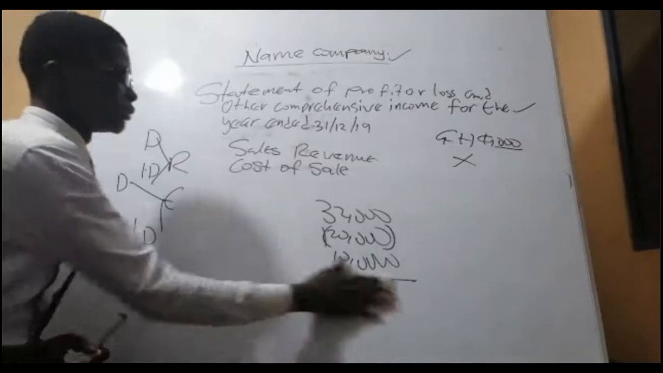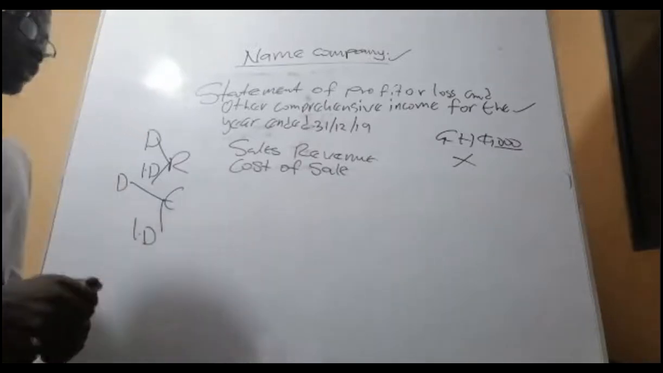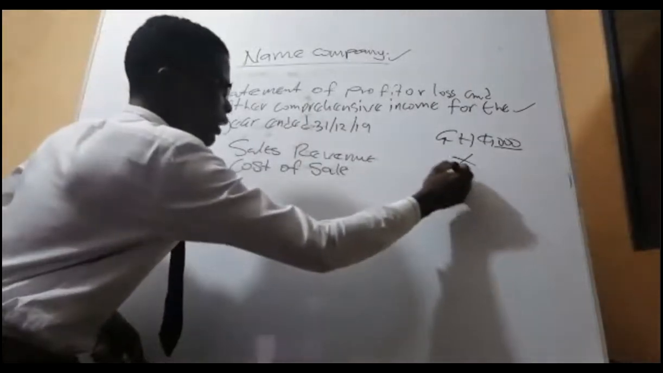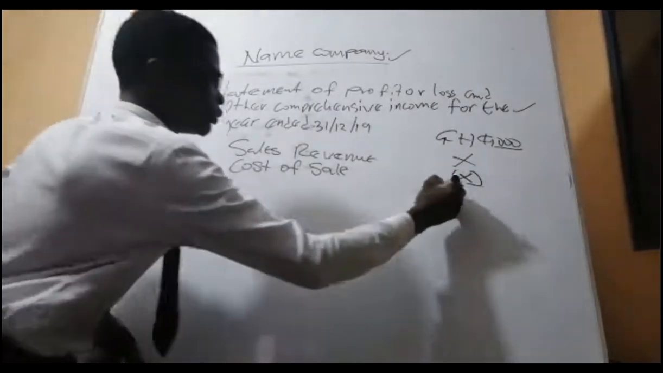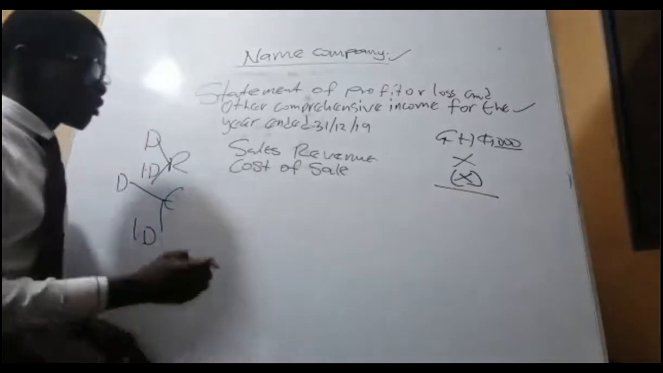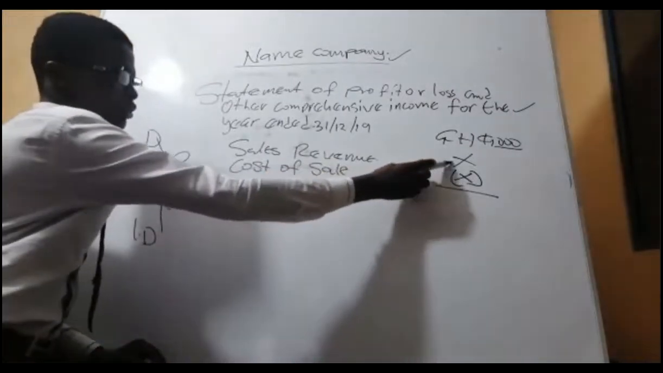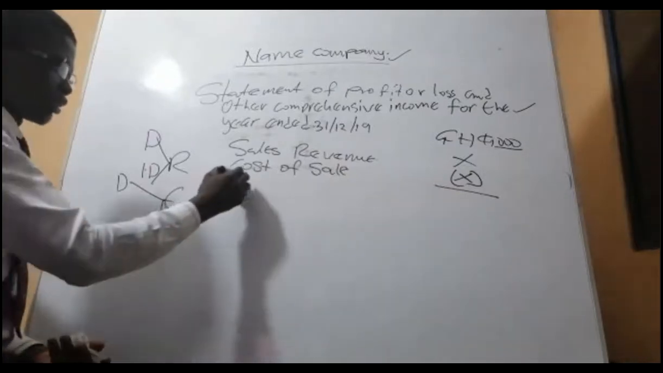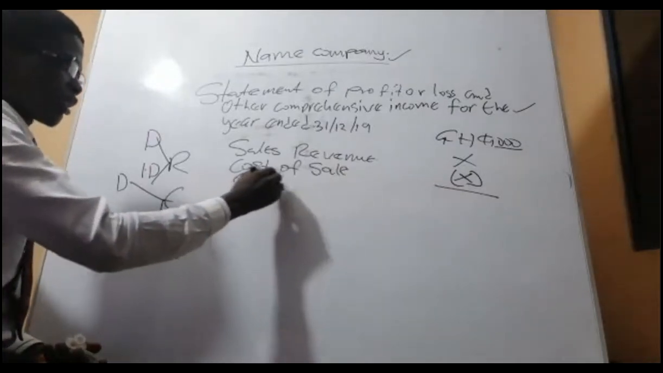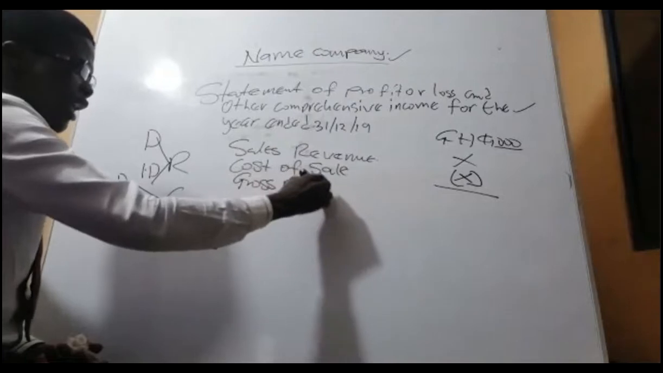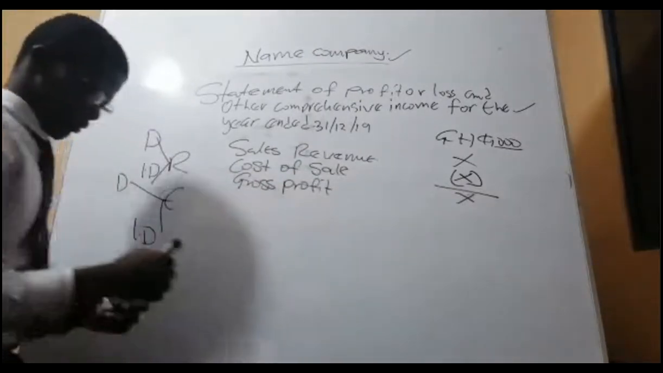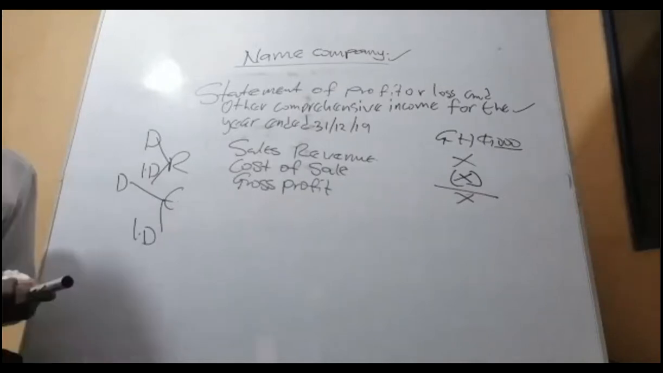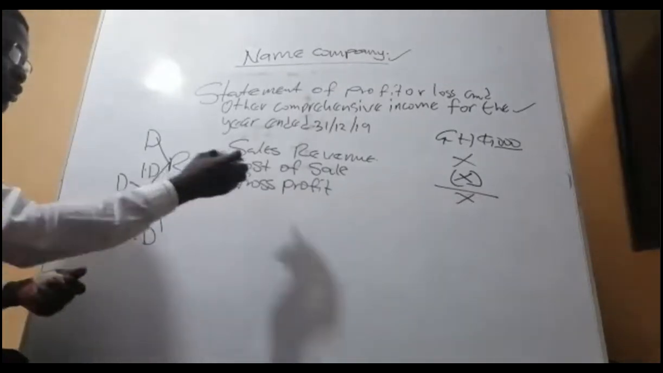Now let's see. So cost of sales, we will go and look at the calculation of the cost of sales, the workings. That's the first workings that we will do. Now, after subtracting cost of sales from the revenue, the remaining part is called what? Gross profit. So our profit. Gross profit. Good. Great.